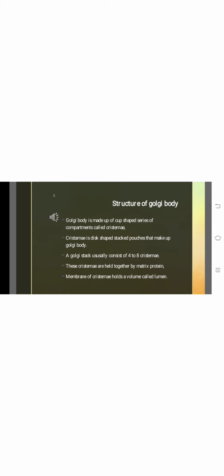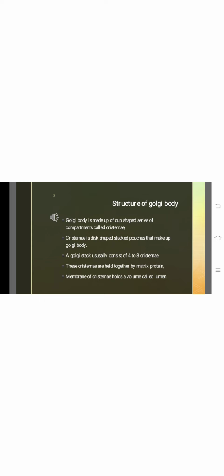Here we take a look at the structure of Golgi bodies. Golgi bodies are made up of a cup-shaped series of compartments called cisternae. These are cisternae, not cristae. Cisternae are disc-shaped stacked pouches that make up the Golgi body. They are stacked upon each other and form the Golgi body. These stacks are usually held together by matrix proteins. These proteins help the cisternae to stay together in the form of a stack.